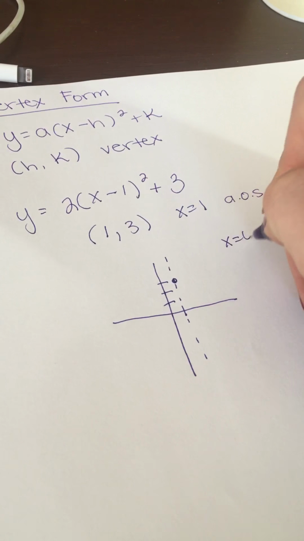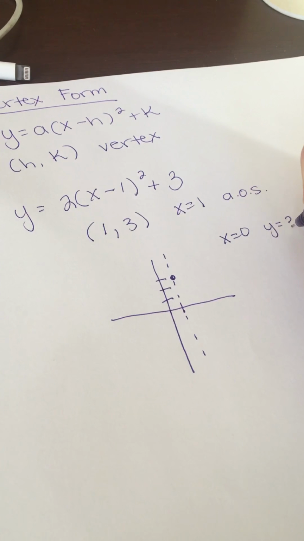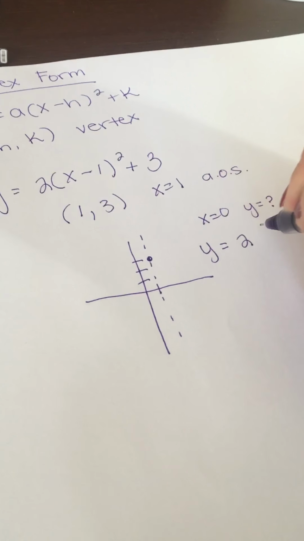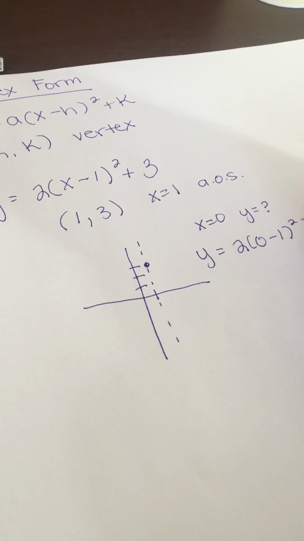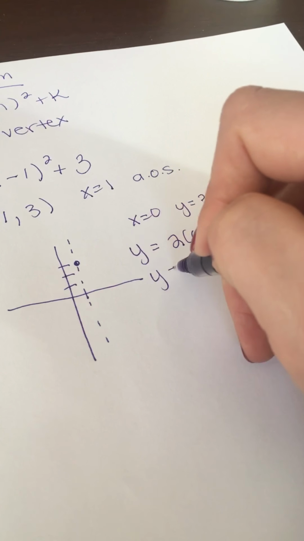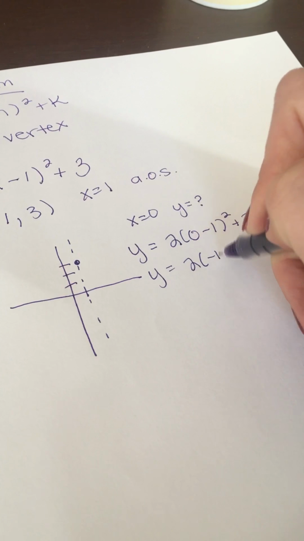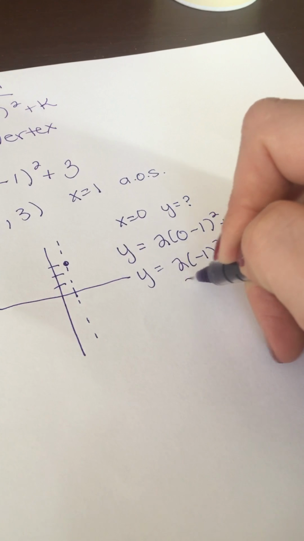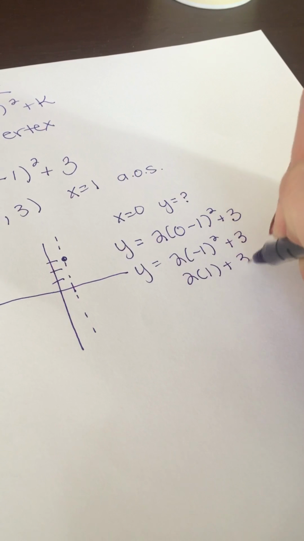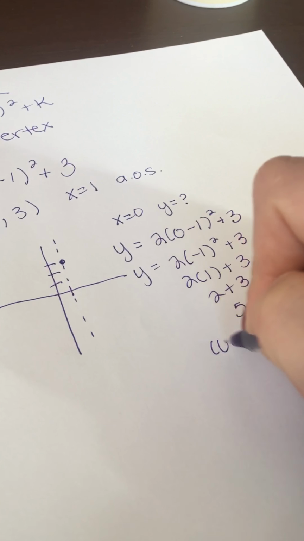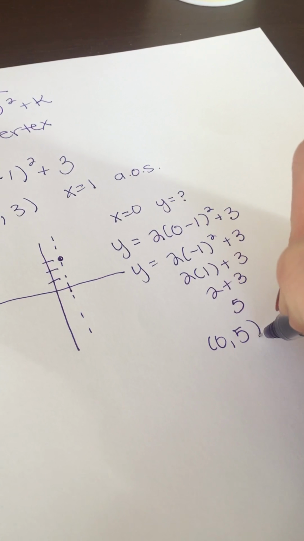So when x is 0, y equals, well, I don't know, but I can find out by plugging it in. So y equals 2(0 minus 1) squared plus 3. And so now I'm going to simplify that. 2 times negative 1 squared plus 3. So negative 1 squared is 1. 2 times 1 is 2, plus 3 is 5. So when x is 0, y is 5.